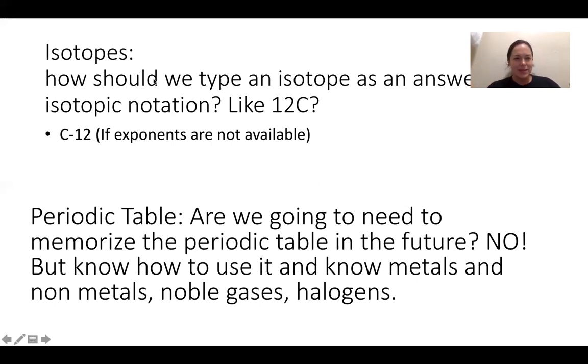So again, someone asked in isotopes, how do you write out an isotope like carbon-12, especially if you don't have the exponents available? You can just write it like this: C-12, or if it was carbon-14, C-14, or if it was phosphorus-32, it's the element, then the dash, and then the mass number. So if it was phosphorus-32, just P-32, okay? It's a simple way when you don't have exponents available.